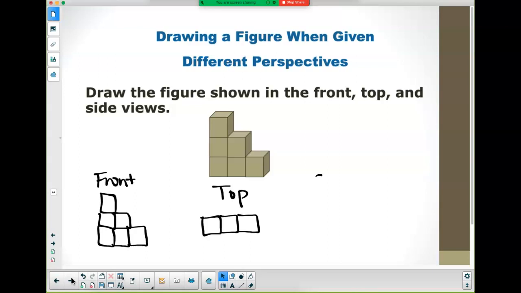Okay, and then we've got the side view. So it doesn't really matter which side I look at, whether I turn it this way, and this is my side view, or this way. What does it look like? The side is, so yeah. 3 squares. Yeah, just 3 squares, but this time they're up and down. So there's the side view. Okay, so it was front, top, side.